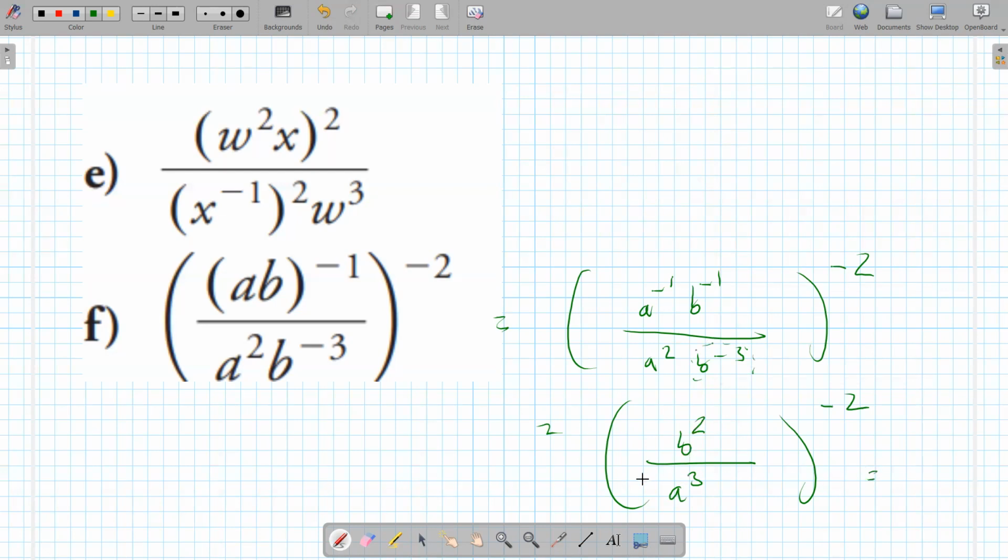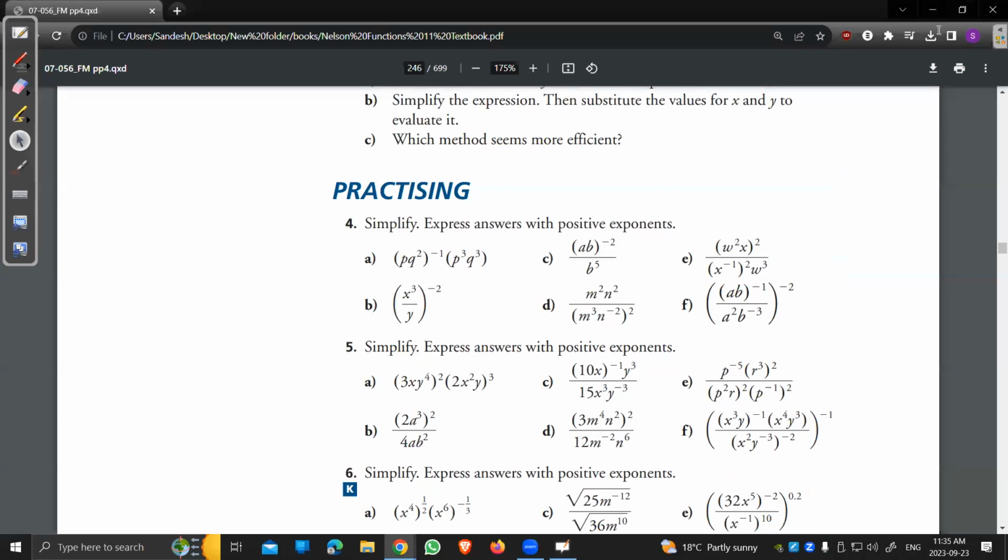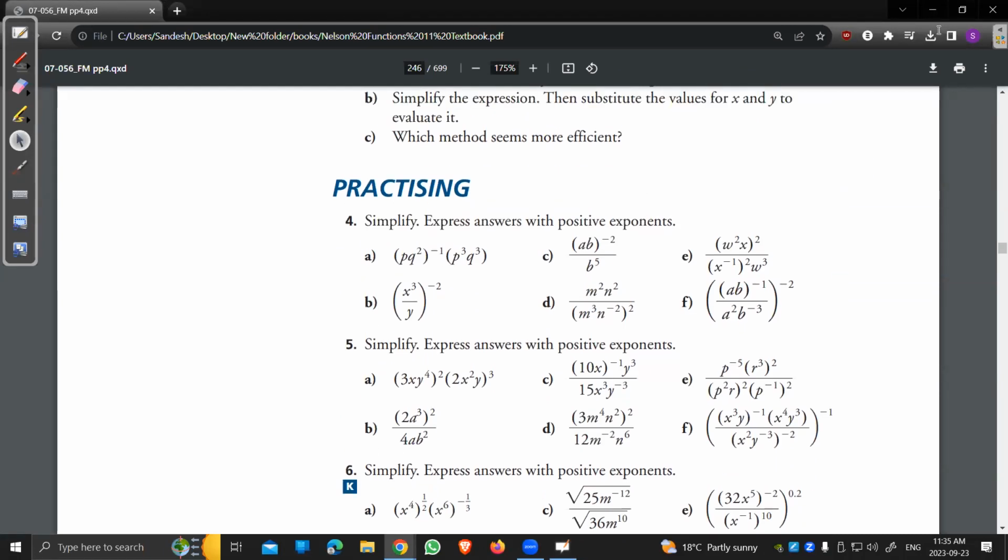Now let's finally open this bracket. Actually, you can use the rule because you have a negative exponent outside. Yeah, you flip it. So A cubed over B squared to the positive exponent. What's the final answer? A to the power of 6 and then B to the power of 6. Right, and you're done with that. Wasn't too difficult. We're getting there though.